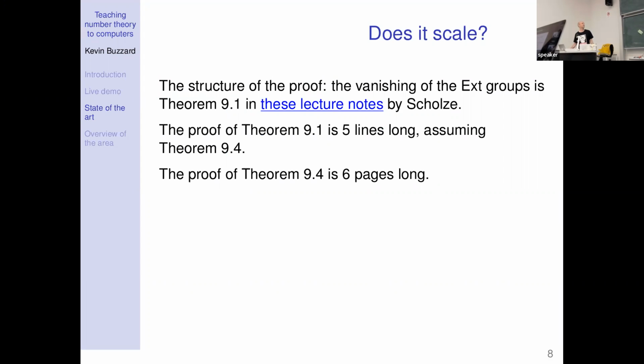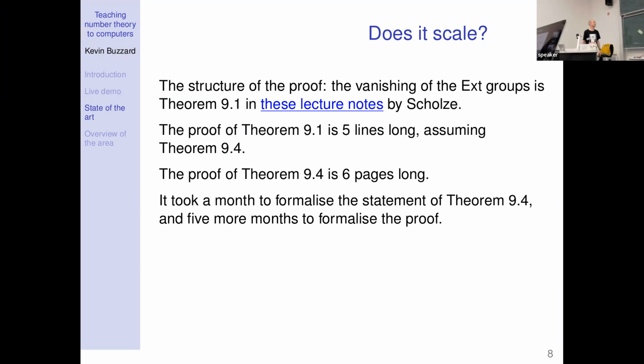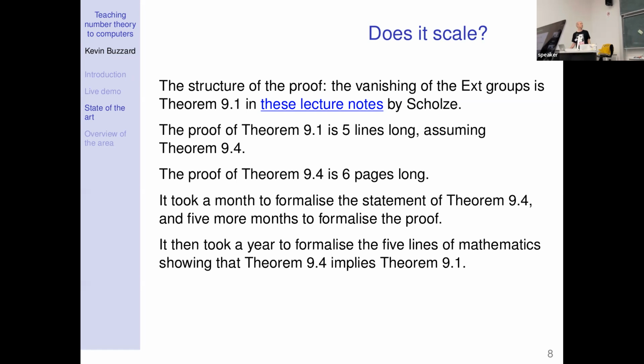So the proof of Theorem 9.4 was 6 pages long, and that didn't take very long, really. I say it's like a month a page, but you're not just proving the theorem, you're making all the background stuff as well. We had to make the concept of a complex of abelian groups, for example, to get through all this. And then the 5 lines took us over a year, because we just had to make the entire theory of abelian categories, derived categories, homological algebra, and Ext and Tor groups and things like that.